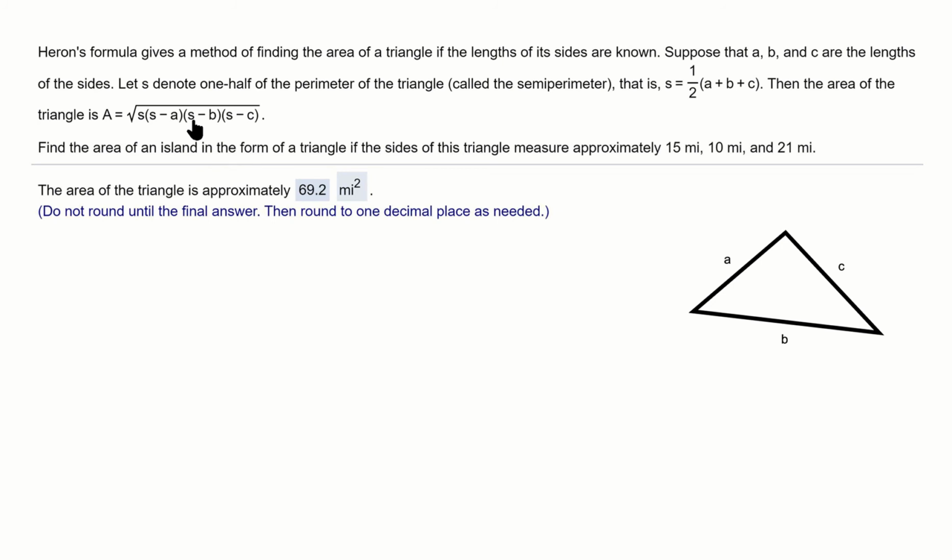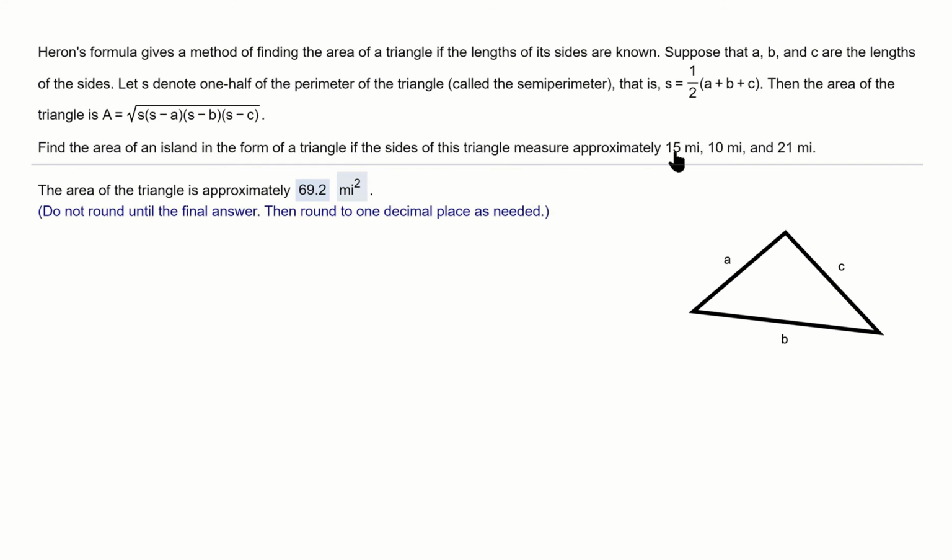But what Heron's formula does is help us do away with that, and all that it requires is for you to know the lengths of the three sides. And it will find the area knowing nothing more than the length of the three sides. The first thing you have to do is calculate this item called S, which is basically 1/2 of the perimeter. So once you have that quantity S, you can plug it into Heron's formula and get the area of the triangle. So that's what we'll do here first.